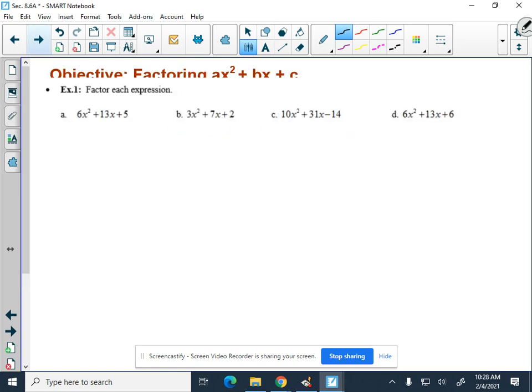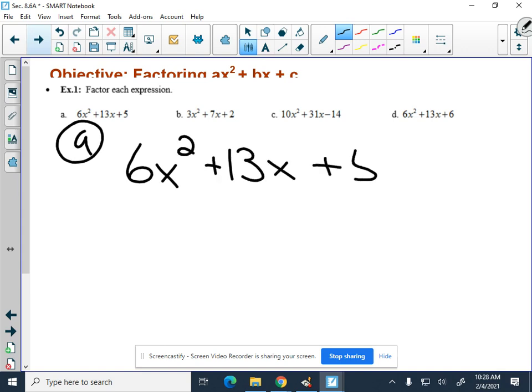Okay, but this next problem, part A, I'm going to write these out. Actually, today we're only going to do these 4. That's going to be the entire lesson. Then we are going to do a little bit of some work on the worksheet. So I'm going to write out A a little bit larger just for the sake of seeing it. 6x squared plus 13x plus 5.